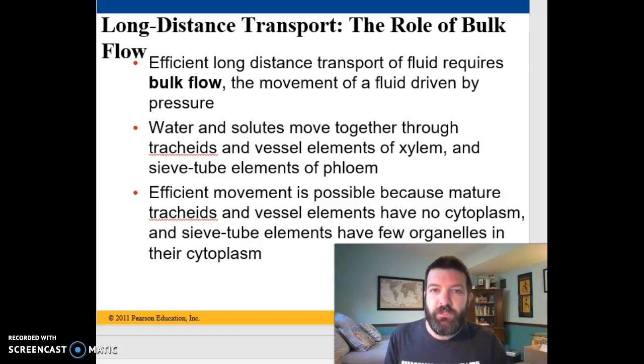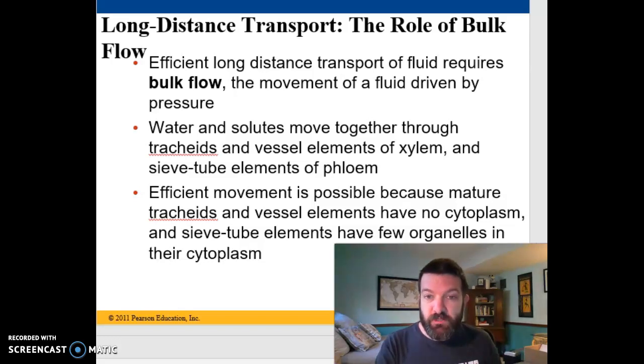So far in chapter 36, we've been talking about flow of water across a membrane, across aquaporins, following solutes, for instance. And that's fine and dandy, but that doesn't go very fast. So if you want efficient transport of fluids across a long distance, you need bulk flow. So this is essentially flow driven by pressure through tubes, and plants do this.